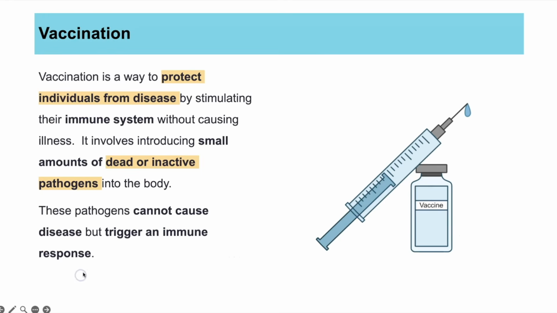So another way to help prevent the spread that we talked about was having a vaccine. So vaccines are a preventative measurement and they protect individuals from contracting a particular disease. It involves introducing small amounts of either dead or inactive versions of the pathogen that causes the infection, and that could be through an injection. These pathogens that are injected in can't actually cause the disease themselves, but they can trigger an immune response.